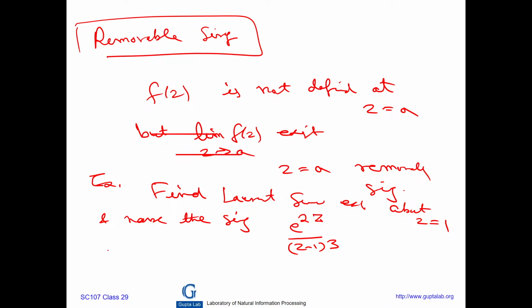So suppose z minus 1 is equal to u, because we want to expand along z minus 1. That means z is equal to u plus 1. Substitute that in and take the expansion of u around 0, which corresponds to z equal to 1. So the whole function e raised to power 2z divided by z minus 1 whole cube is equal to e raised to power 2 plus 2u divided by u cube.